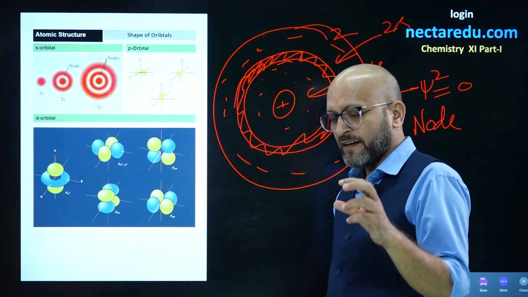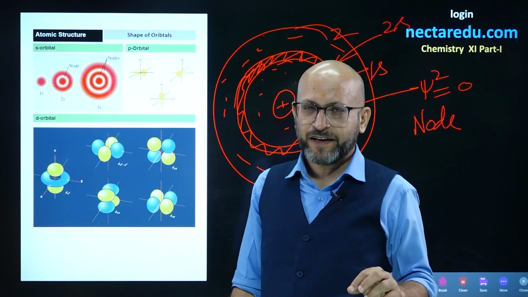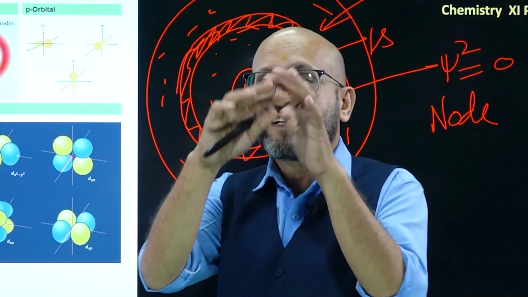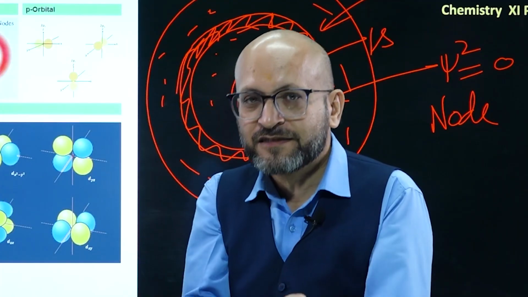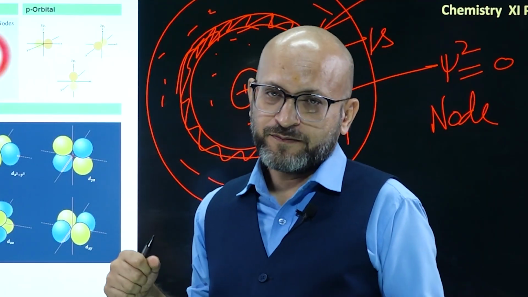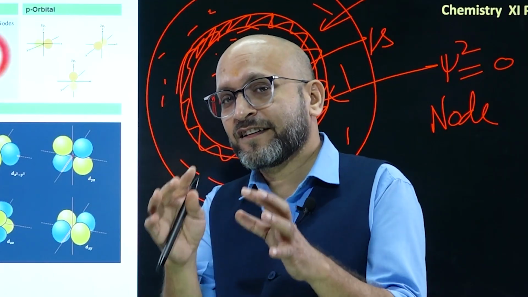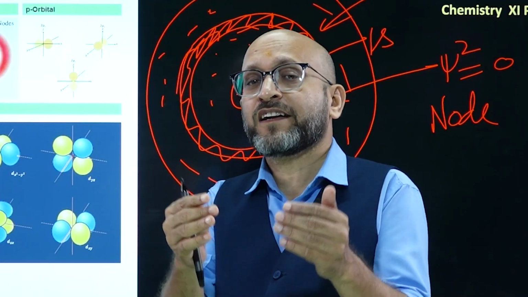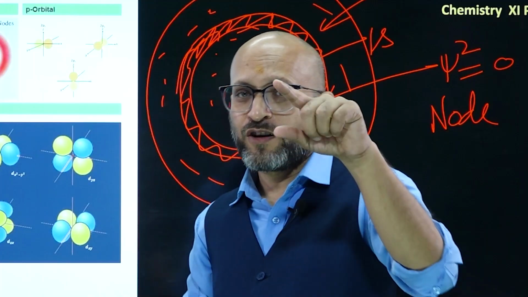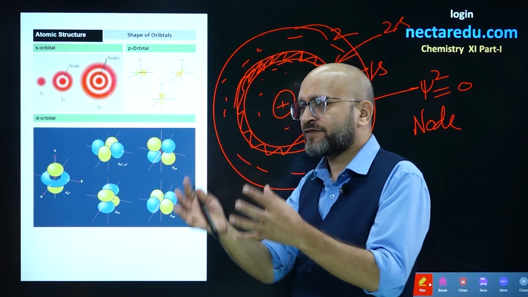So this is basically a space in which finding an electron is maximum. Orbital, if you want to know the definition, you can put it down with your pen. An orbital is the three-dimensional space around the nucleus where the probability of finding an electron is maximum. And a node is that region inside the orbital where the probability of finding an electron is minimum, right? So there are specific regions.